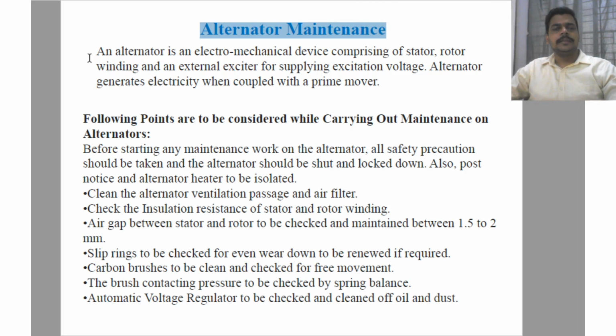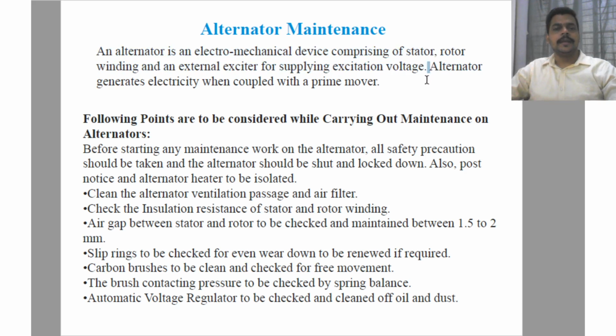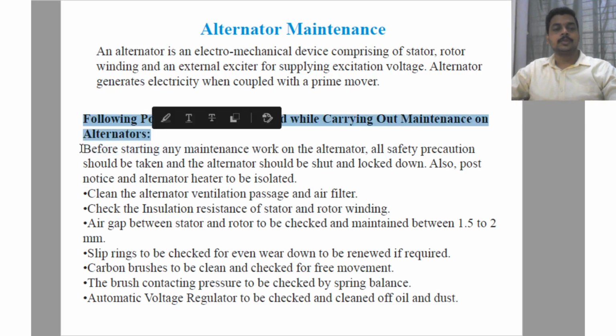An alternator is an electromechanical device comprising a stator, rotor winding and an external exciter for supplying the excitation voltage. Alternator generates electricity when coupled with the prime mover. So this is the background related to the alternator. The following points are to be considered while carrying out the maintenance on alternators. So we have to take care of these points.